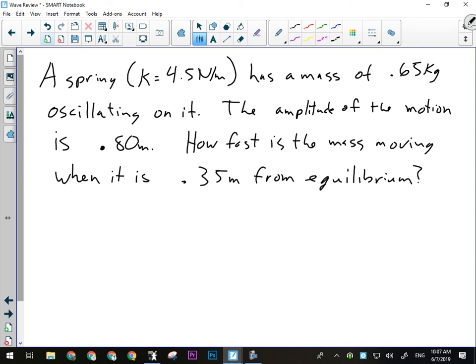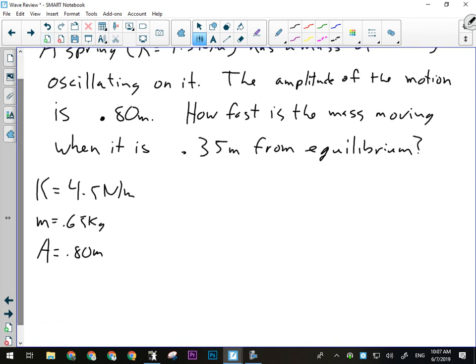Okay, so we know the spring constant. k equals 4.5 newtons per meter. We know the mass is 0.65 kilograms. We know the maximum amplitude is 0.80 meters. And we know that our final position is 0.35 meters from equilibrium. What we're looking for is the speed at that position. Everyone with me so far?